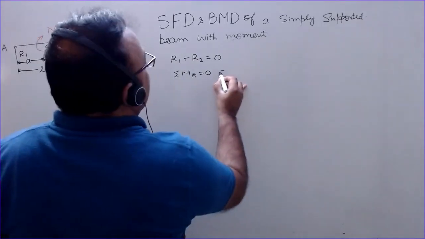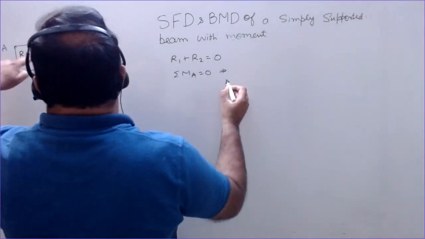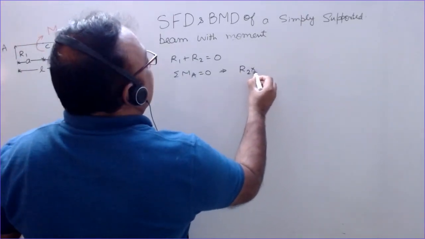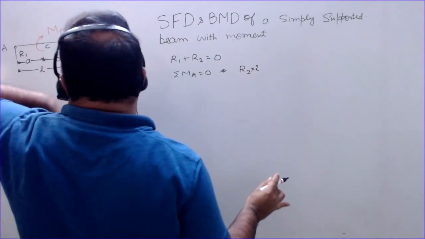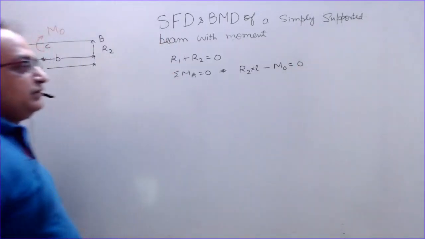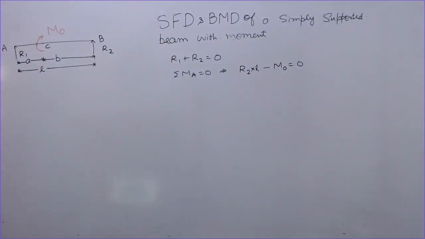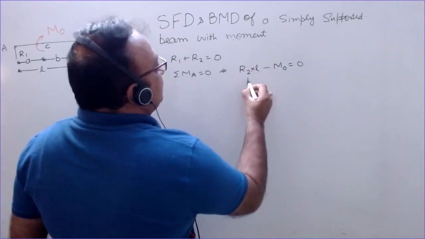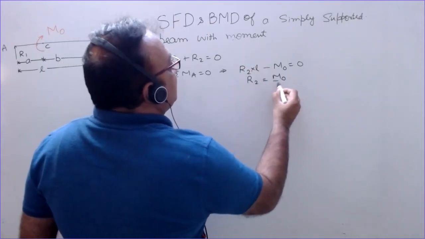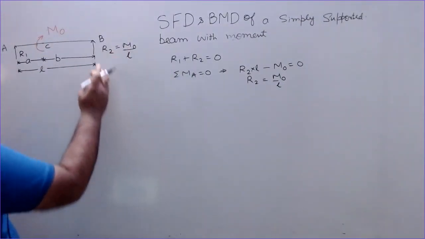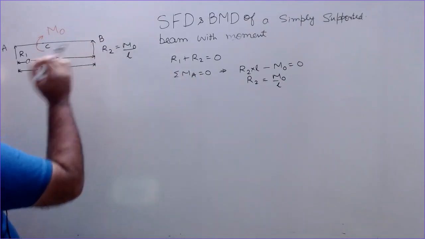So we get, taking the moment about A, the moment of R1 is 0, that of R2 is in anti-clockwise direction, so R2 into L, and that of M0 is in clockwise direction, minus M0. The sign convention we have selected as per our convenience, taking clockwise as negative, anti-clockwise positive. You can take any other convention also, like the opposite convention. So R2 is M0 by L. So this is acting in the upward direction. I have taken this and we get the positive value, means this is correct.